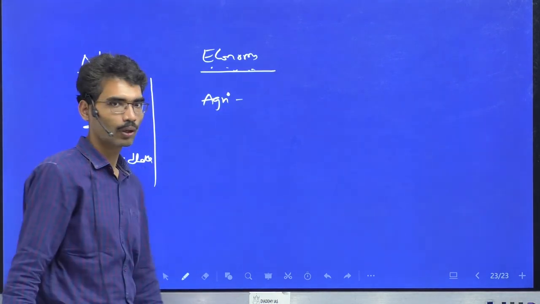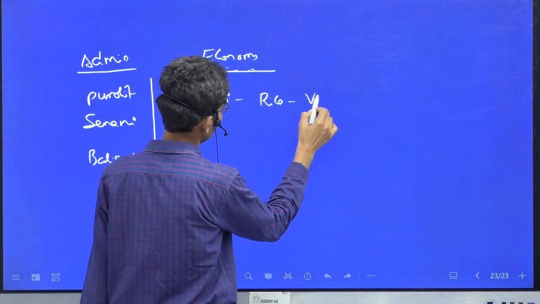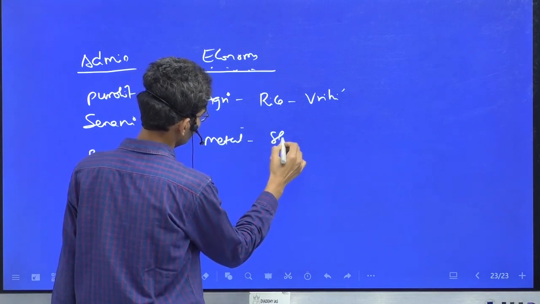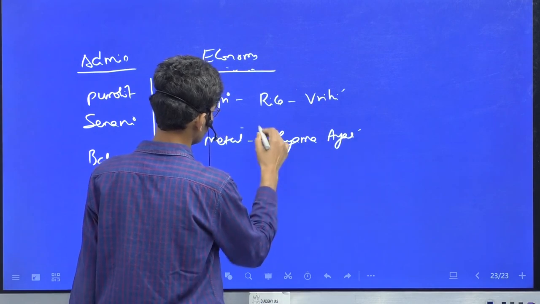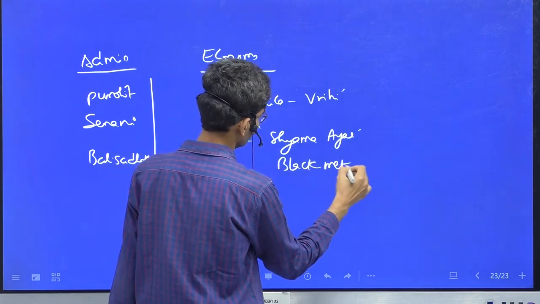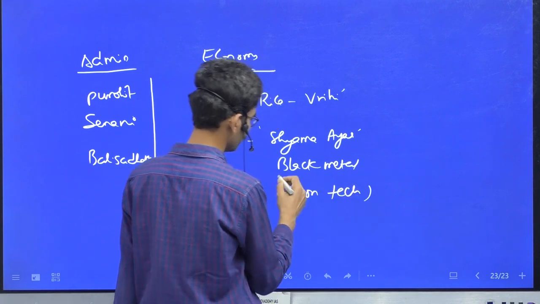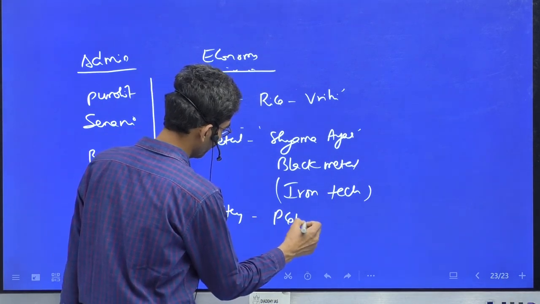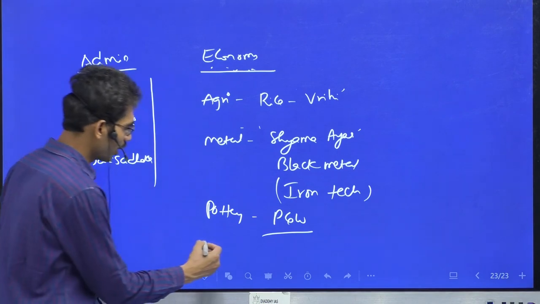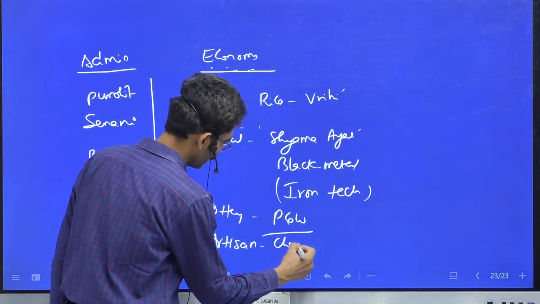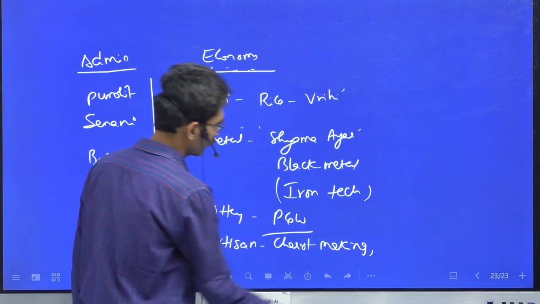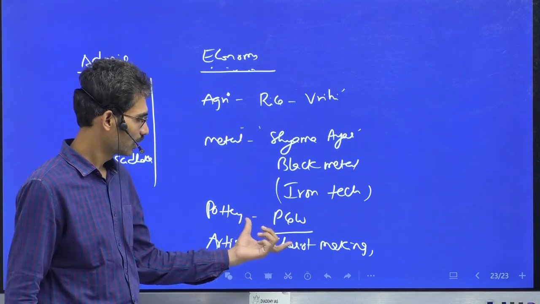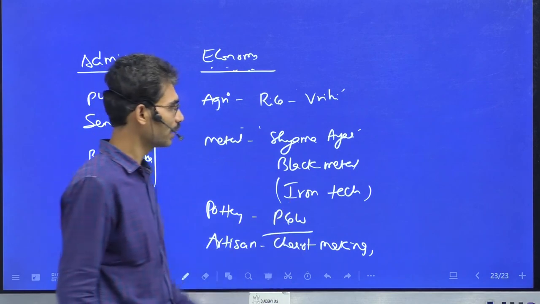Now when it comes to economy, agriculture: by this time, along with barley, rice was also grown, called Vrihi. And metal, Shyama Ayas, black metal, that means iron technology. They used iron technology. When it comes to pottery also, painted grayware pottery. Various types of artisan works emerged: chariot making, potters, chariot makers, blacksmiths, ironsmiths, leather workers, many types of artisan works.